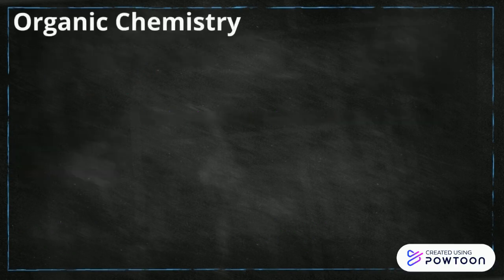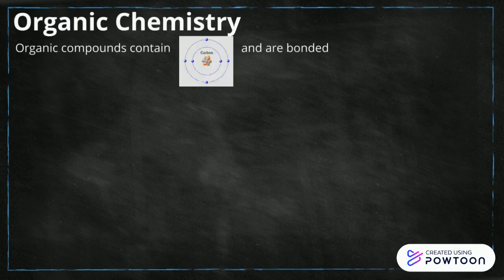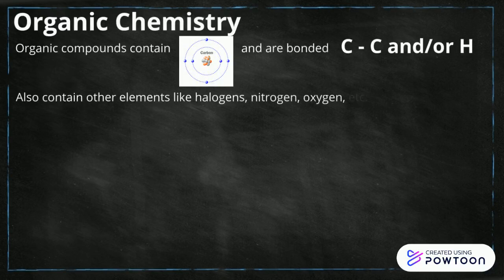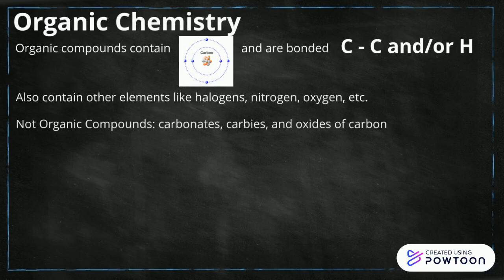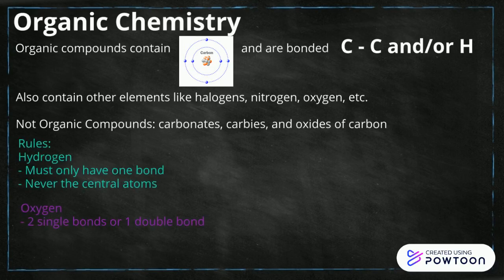So in organic chemistry, organic compounds contain carbon atoms and are bonded to other carbon and hydrogen atoms. They may also contain other elements like halogens, nitrogen, oxygens, etc. However, compounds like carbonates, carbides, and other oxides of carbon are not organic compounds. Here are the general rules for bonds according to each element.